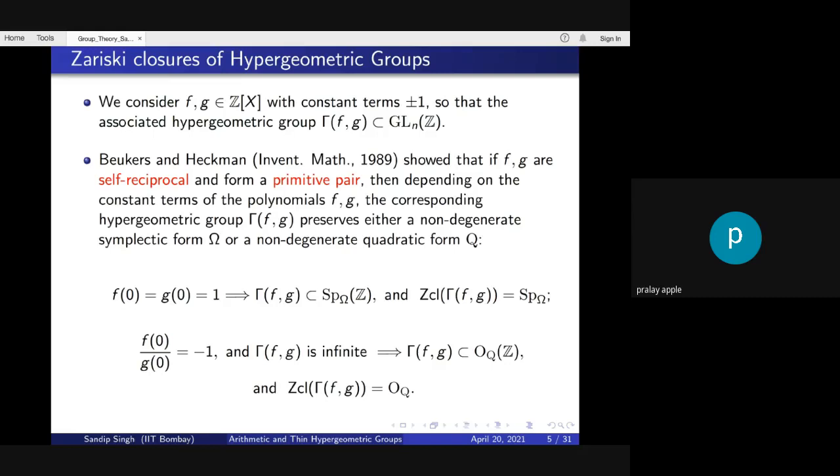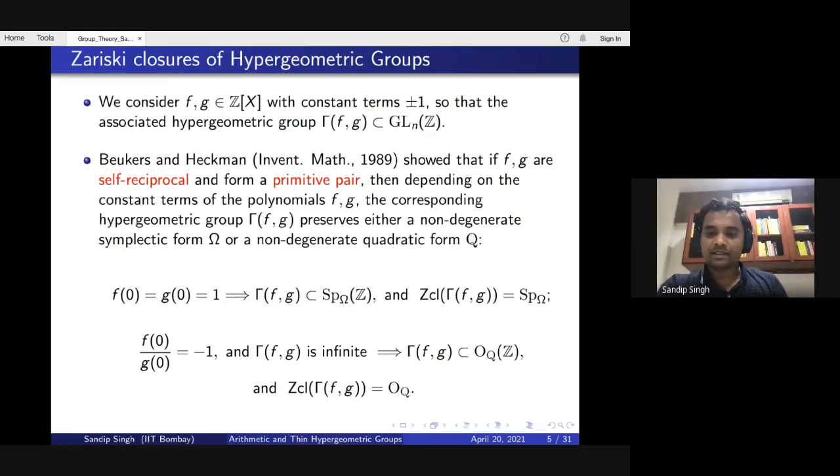So they show the Zariski closure has the same Lie algebra. That is how they have shown that this is Zariski dense, because finding a form preserved by A and B is really easy. I explained that the action on V is isomorphic to the action on V star. So from there we get a form which will be preserved by A and B, the generators of this hypergeometric group. And that is how, just using this primitivity condition, they have shown that.